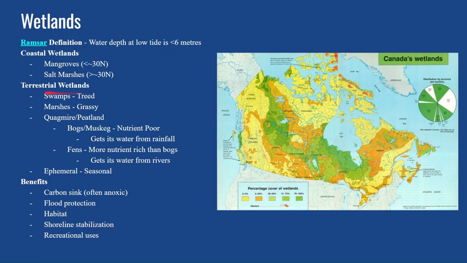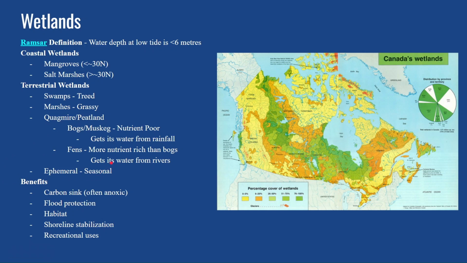In terms of terrestrial wetlands, there are many different types. There are swamps, which are treed wetlands, marshes, which are grassy wetlands. You can have peatland, including bogs and fens. Bogs are nutrient poor quagmires, and they're nutrient poor because they tend to get most of their water from rainfall rather than groundwater or stream flow. Fens are more nutrient rich than bogs because they have a stream flow or groundwater component. There are also ephemeral wetlands, which are only wet seasonally.